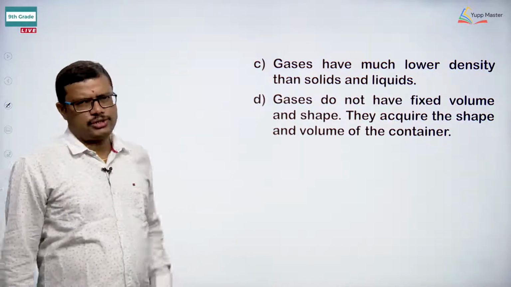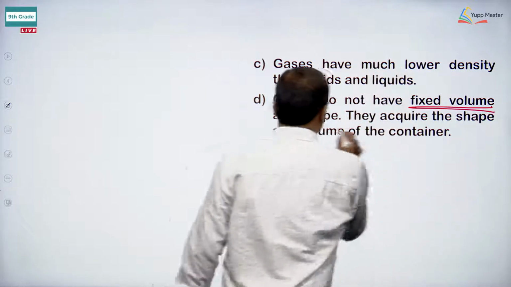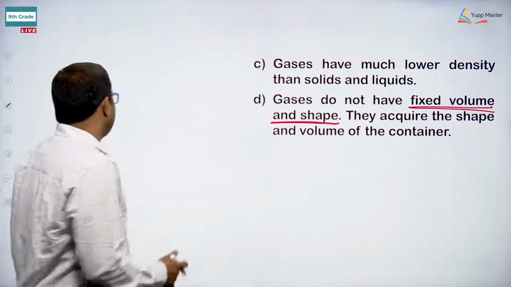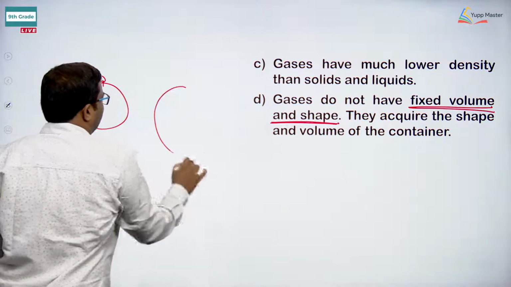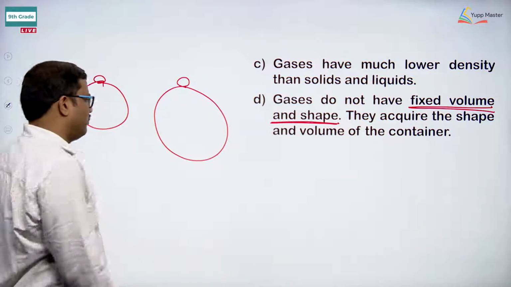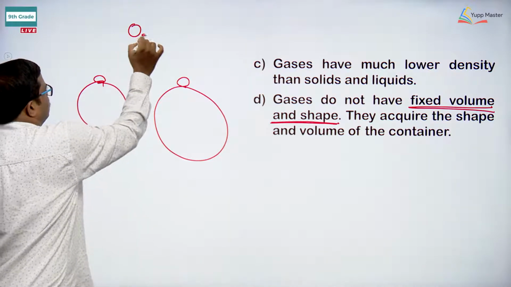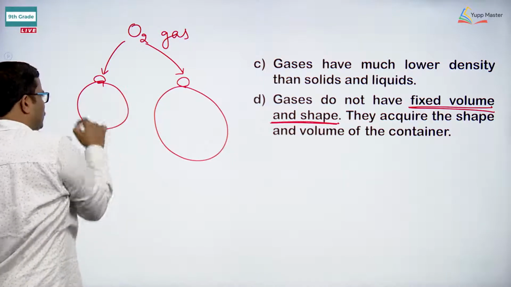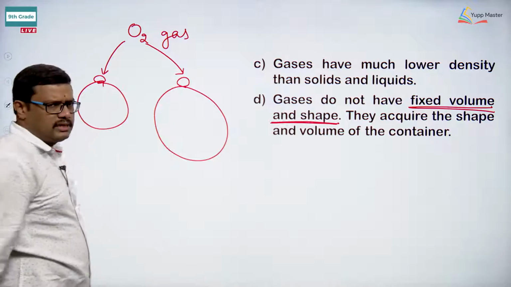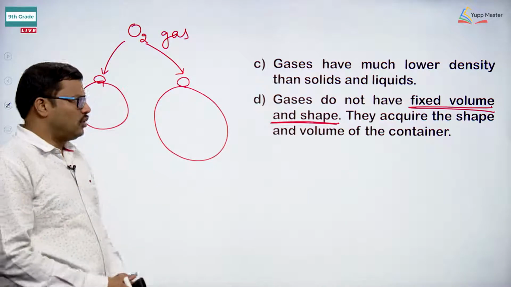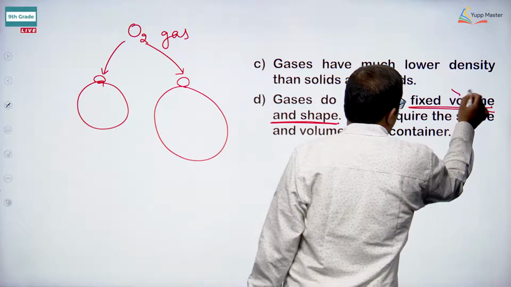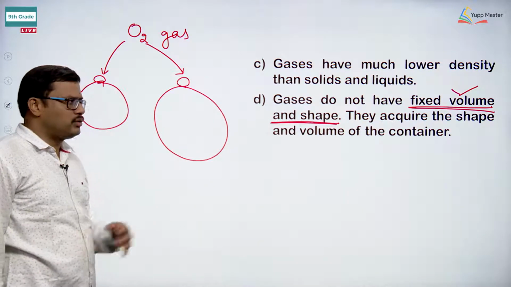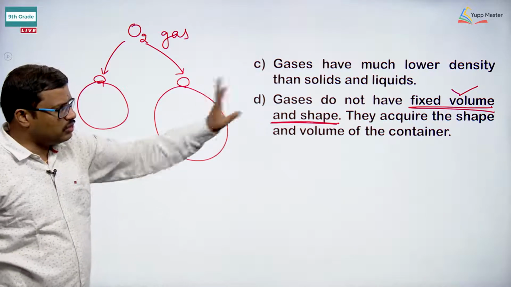Gases do not have fixed volume and shape. For example, if I am filling oxygen gas into a small balloon, and the same amount into a larger balloon, the gas in the small balloon will occupy the total volume of the small balloon, and in the large balloon the oxygen gas will occupy the total volume of the large balloon. So, oxygen does not have any fixed volume, since it occupies the volume of a small balloon and the same amount will also occupy the volume of the larger balloon. So, gases do not have fixed volume.